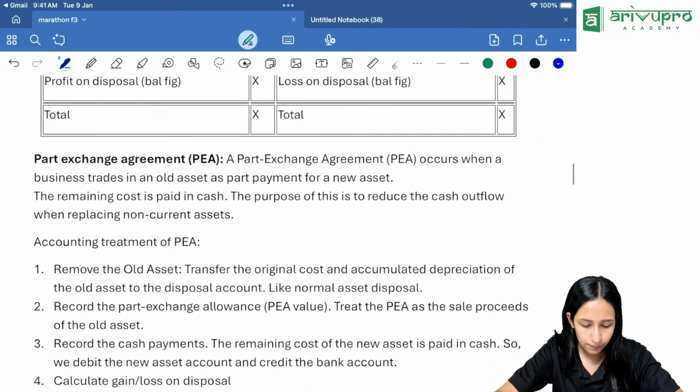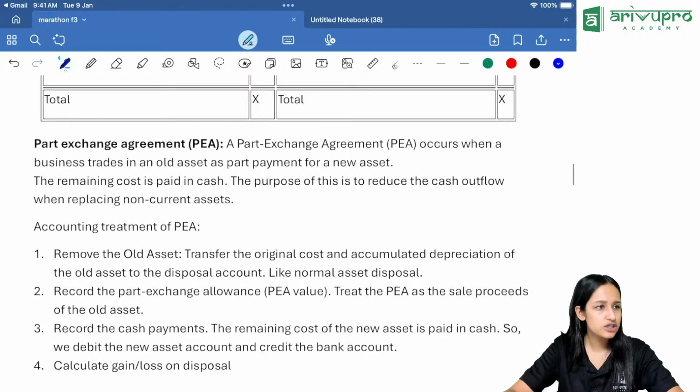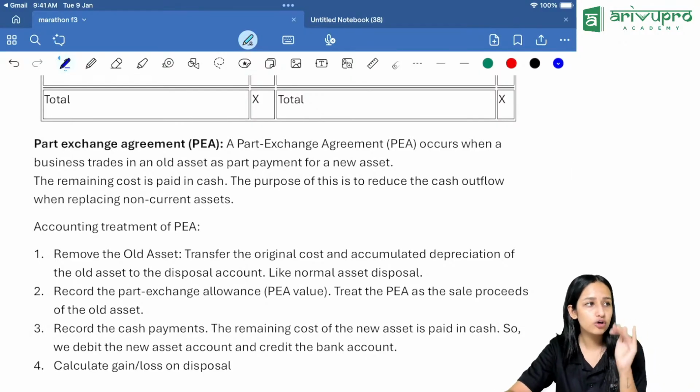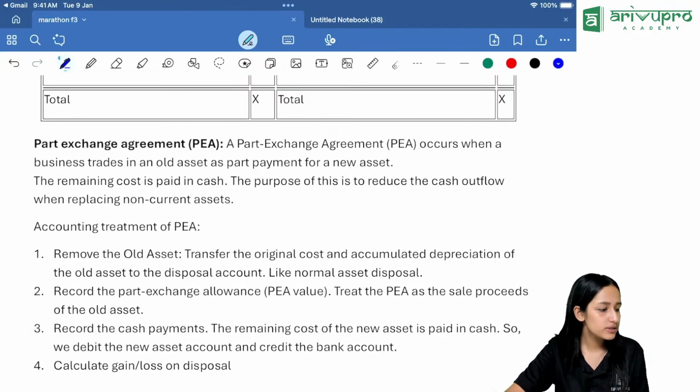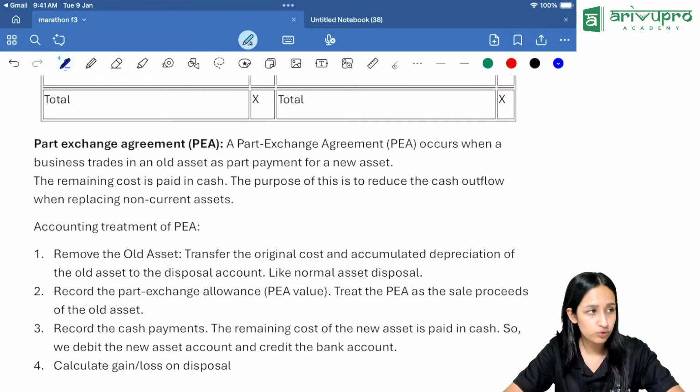Okay, now we'll go to part exchange agreement. What is part exchange agreement? Let's see, this happens a lot in Indian families, correct? So what we do is, we go to buy jewelry, and whenever we go out to buy jewelry, whatever other jewelry we didn't like, we sell that and buy a new one, correct?